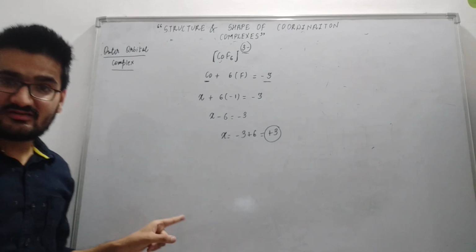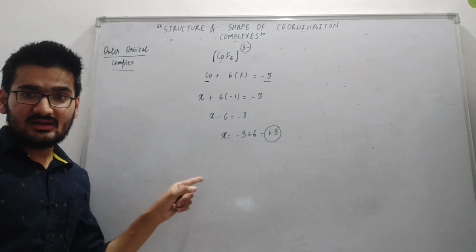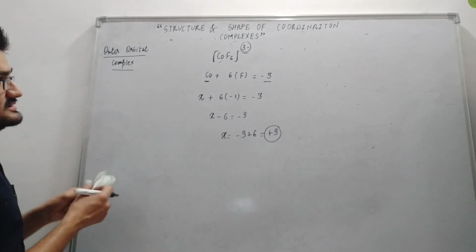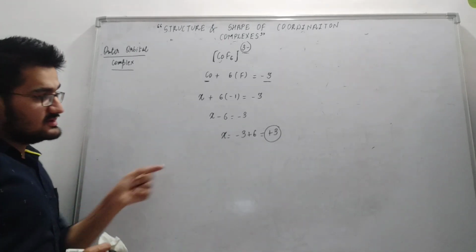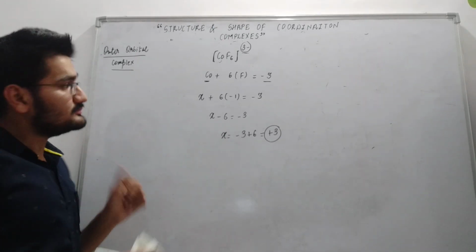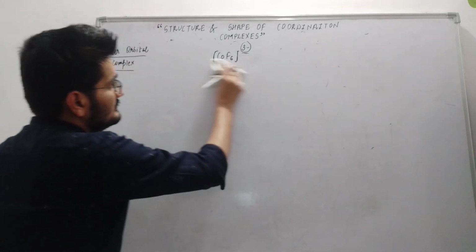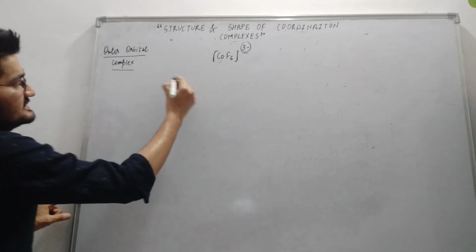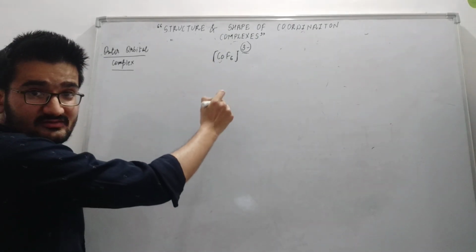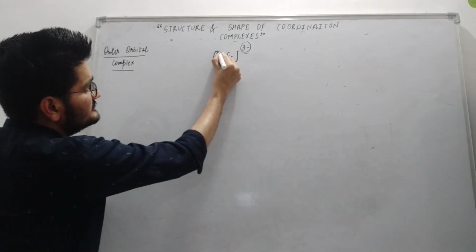So this is the first step. You can pause the video and write it in your lectures. So this is the oxidation state. Now we can say that cobalt is in +3 oxidation state for this complex species.